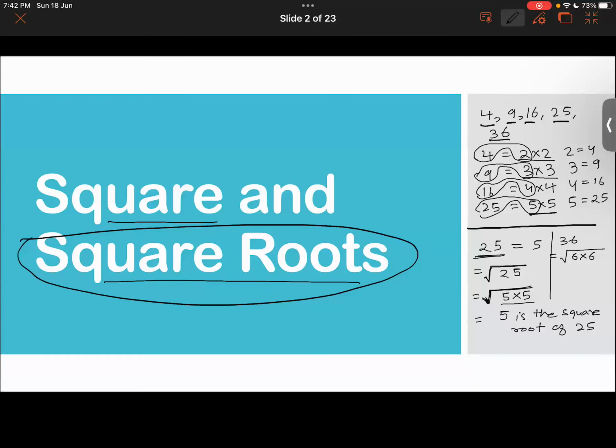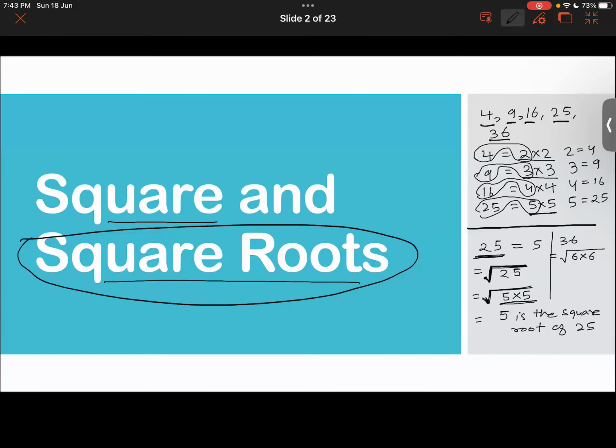So let's say I have been given a square number, 25 here, and I need to find its square root. Like, what was the base number from which this square was derived? So I put it under the square root. This symbol is called the square root symbol. Under this, upon prime factorization of 25, it can be written as 5 multiplied by 5.